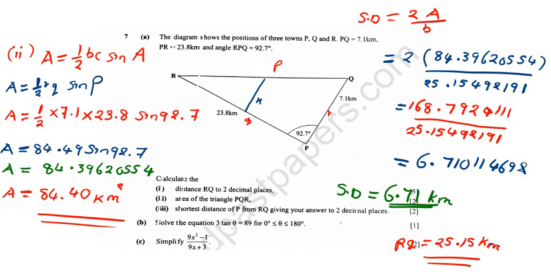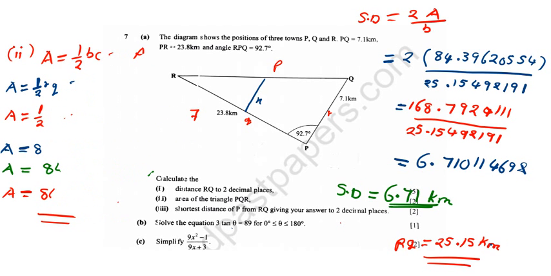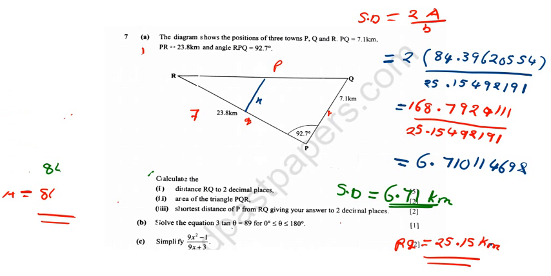Let's go to 7b. For 7b, we want to solve the equation 3 tan theta is equal to 83, for theta between 0 degrees and 180 degrees. That should be the range of our theta. It shouldn't exceed that.